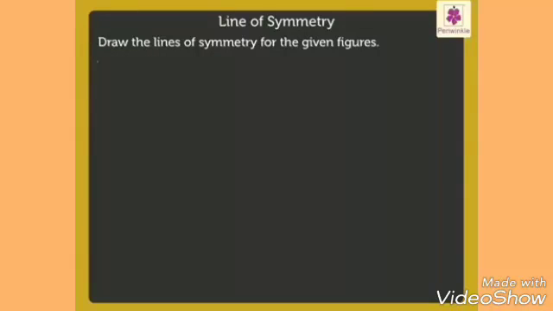Coming to the last figure, number 0. Here, we can divide the number 0 into two equal halves by folding it vertically or horizontally. Thus, we say that number 0 has two lines of symmetry.